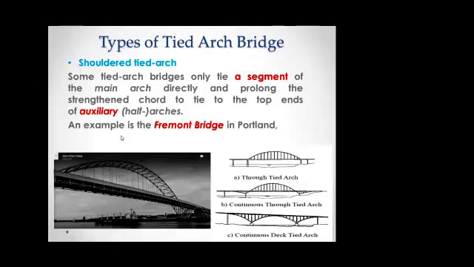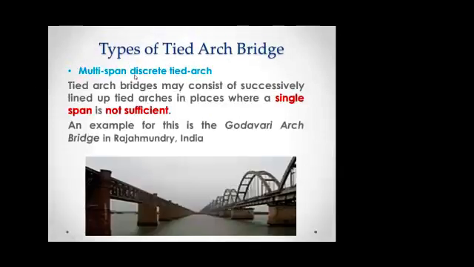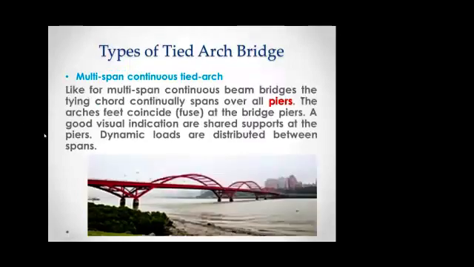So that is what a shouldered tied arch bridge is, and a multiple span discrete tied arch. Discrete means it is not continuous, it is a separate bridge, and it will be connected by the bridge. So this is a structure used where a single span is not sufficient. For example, the Godavari Arch Bridge in India is an example of a multi-span continuous tied arch bridge.